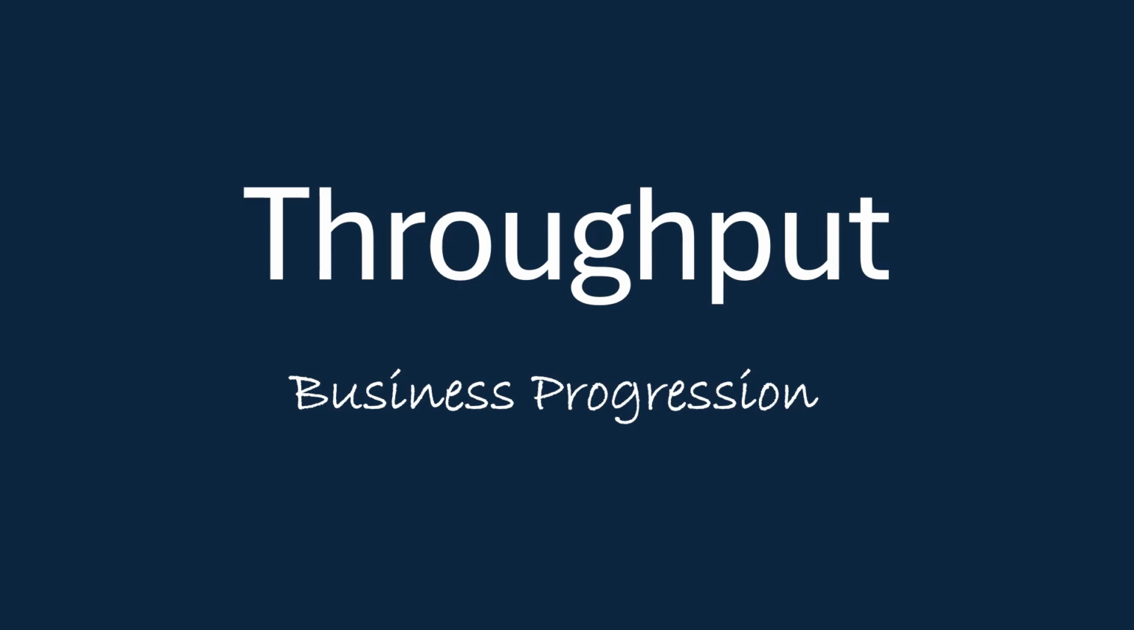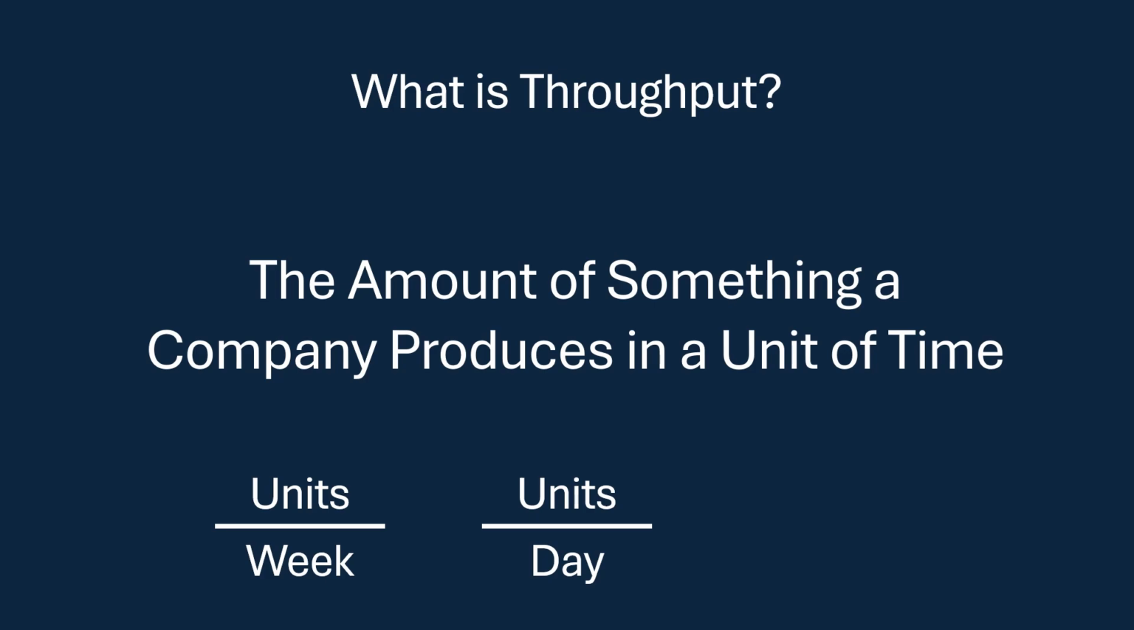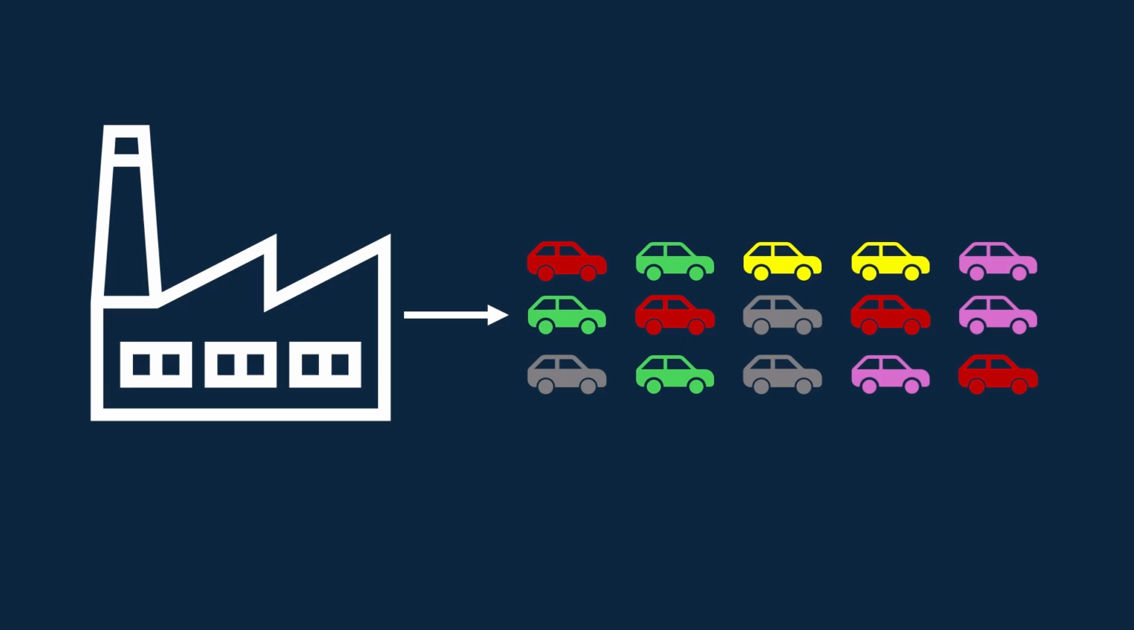My name is Steven, and today we are talking about throughput. What is throughput? It is the amount of something a company produces in a unit of time. This can be units made in a week, units made in a day, and yes, even units made in an hour. You can format it with whatever unit of time works best for you. Pretty straightforward. Let's go through an example.